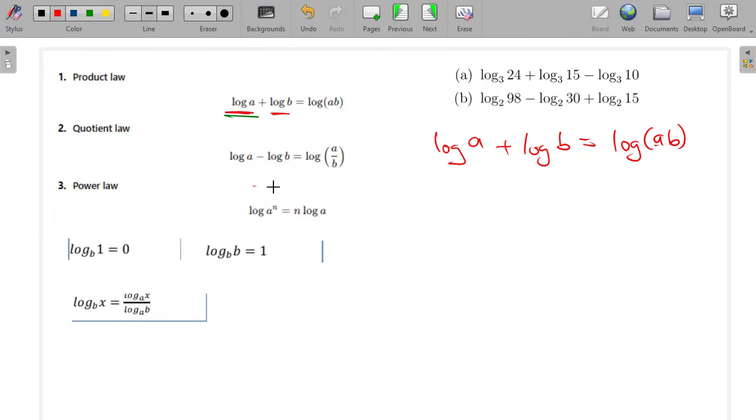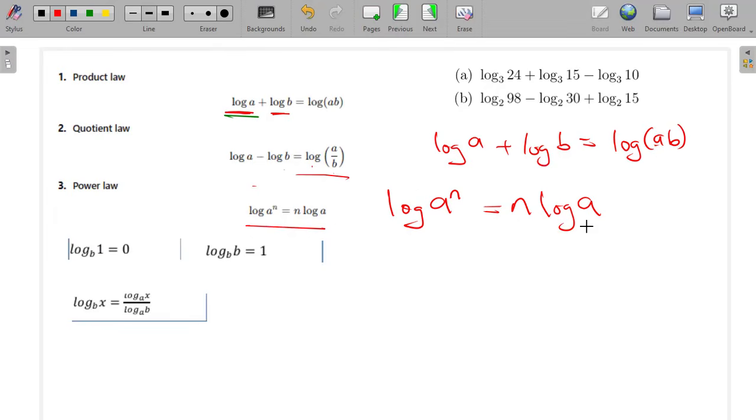And then the quotient law: when you're subtracting log A minus log B, you just say log and then you divide, so A divided by B. That's what this one is saying. Then the next one: if you have log A to the power n, this n you can drop in front. That's n times log A.